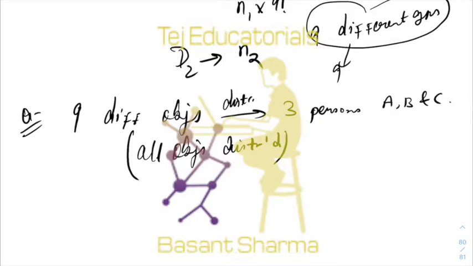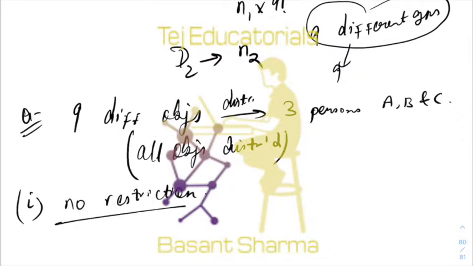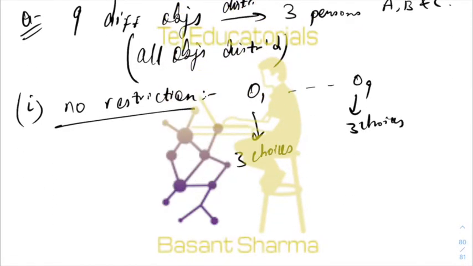The first part is, find the number of ways of distribution of all objects if no restriction. If no restriction is there, then each object, you have 9 objects, let's say O1 till On, then each object has 3 choices, right? So total number of ways in the first case would be 3 to the power n.